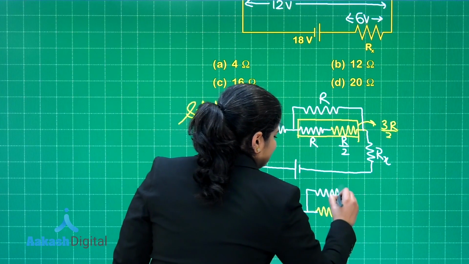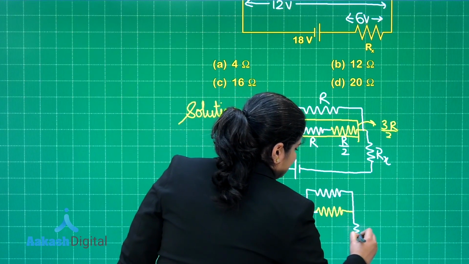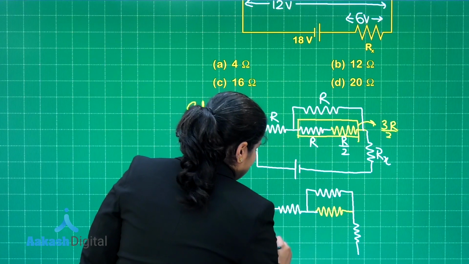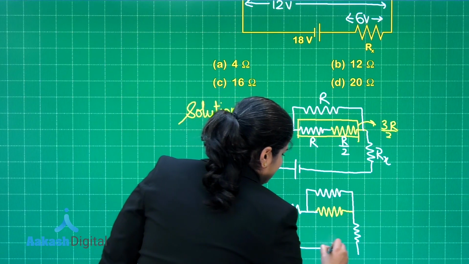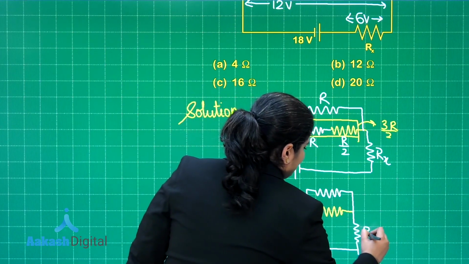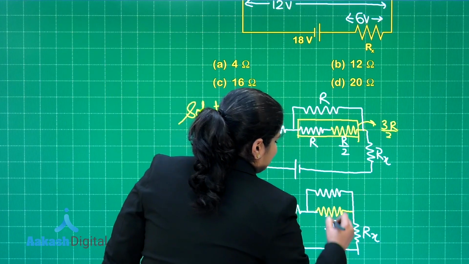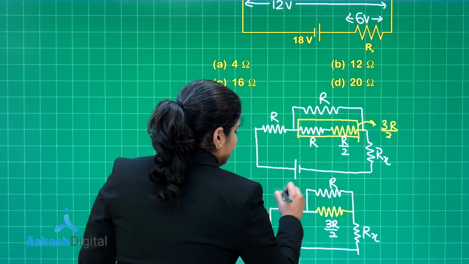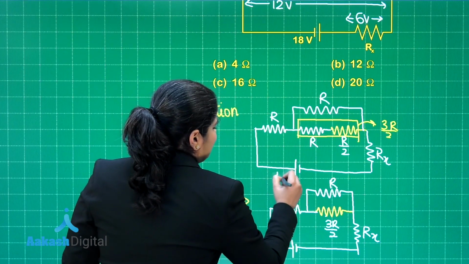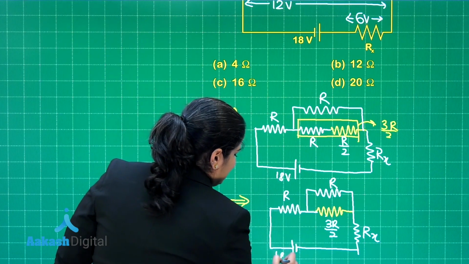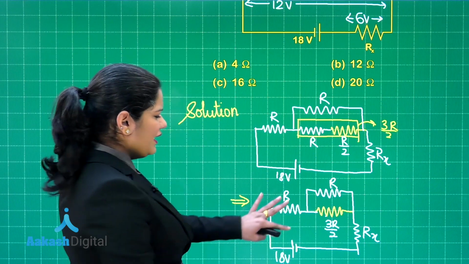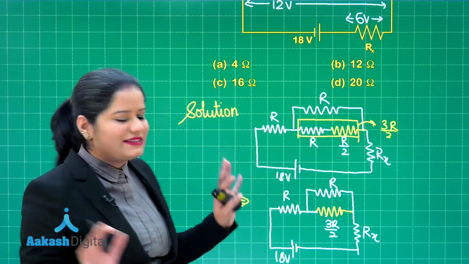Then we have this resistance. This is Rx and this is simply battery. Okay. This has the resistance now 3R by 2. This has the resistance R. This has the resistance R. This is 18 volt. Okay. This is 18 volt. I hope this question is clear to you guys till here.